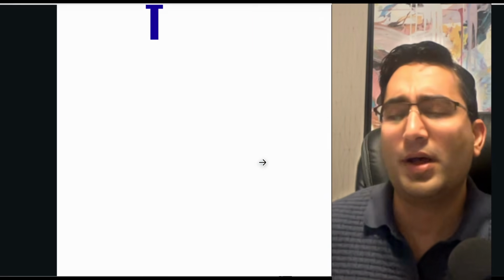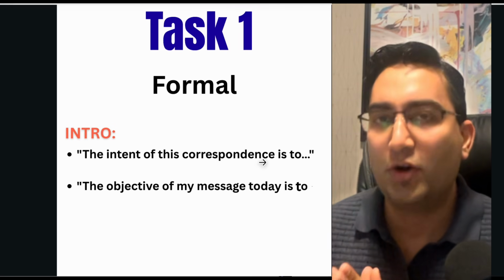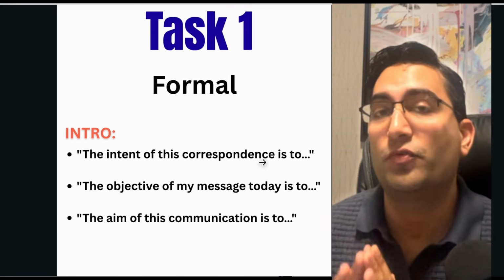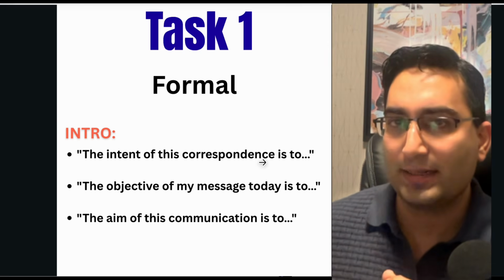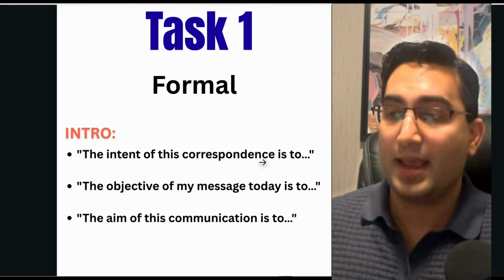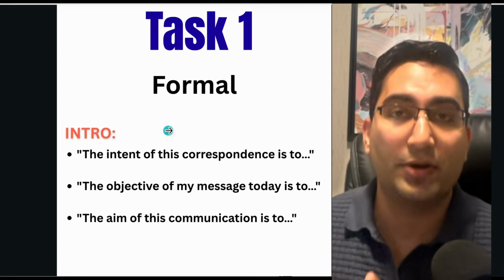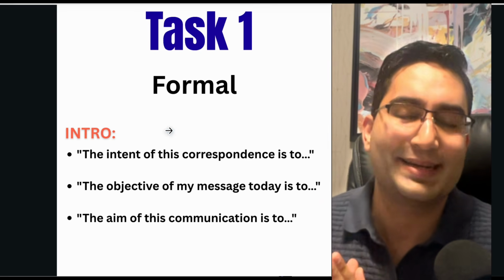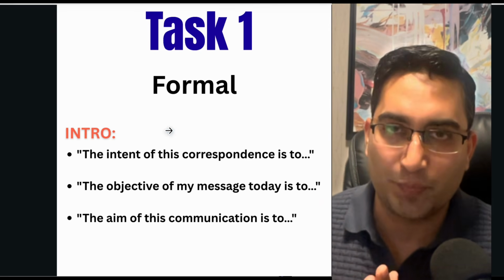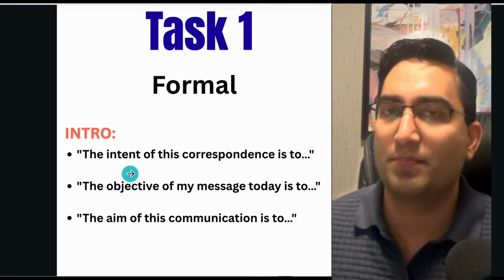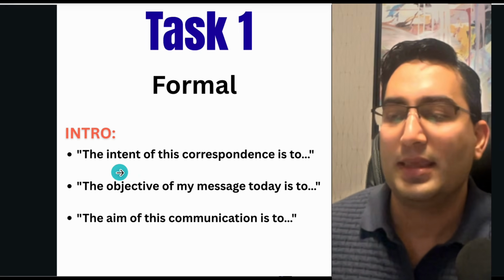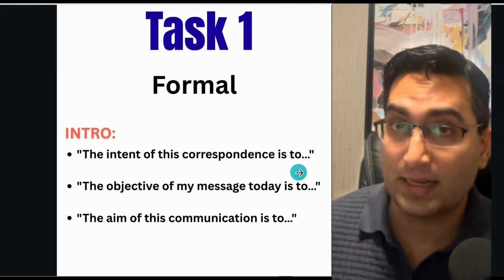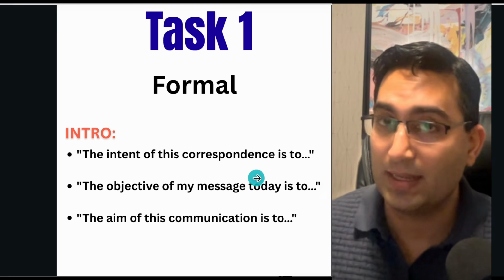We're now going to move on to our task 1 formal email, and you have more formal questions than informal ones in the exam. So here we really need to pay attention. The good news is, at the start, the intro, you don't need a very long sentence. In fact, you just need 1 sentence, not even 2. You want to here mention the purpose of your writing. A few ways you can do that are, the intent of this correspondence is to, and then you mention the reason, the intent behind it.